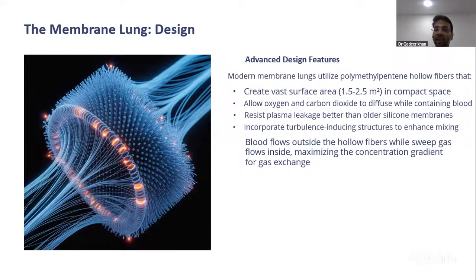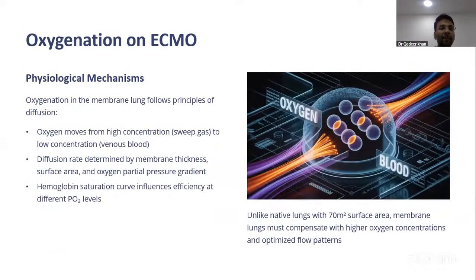Blood flows outside the hollow fibers while sweep gas flows inside them. So in an oxygenator, blood flows outside the hollow fibers and gas flows inside, and this helps in maintaining the concentration gradient for gas exchange. As I told, oxygenation in ECMO is mainly that oxygen moves from a high concentration, the sweep gas, to a lower concentration.